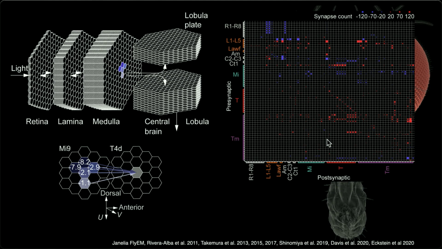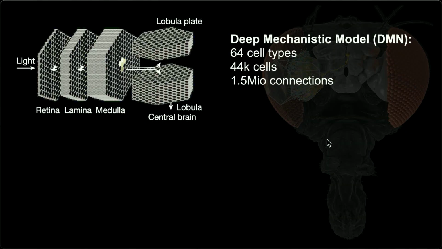And because of work by Jan Funke's group, we can also have very good estimates of the synapse signs. So we can build this neural network without training it. We can put in the numbers by reading them off from the connectome. We call this a deep mechanistic model. And in our case, it had 64 cell types, a total of 44,000 cells, and we modeled 1.5 million connections. But obviously, this model doesn't have any dynamics yet, and there's still other parameters that this model has.